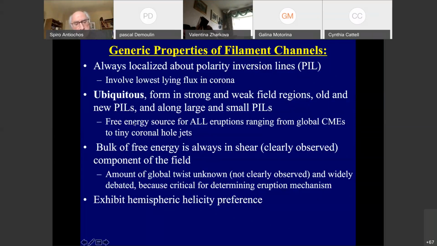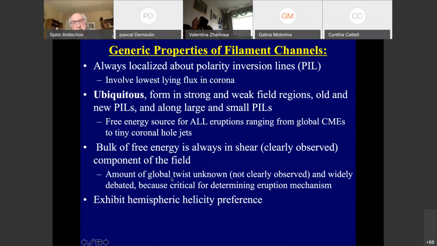The shear magnetic field associated with the filament channels is the free energy source for all eruptions, ranging from global CMEs to tiny coronal hole jets. So this is great, because that means if we can understand the phenomena on one of these scales, we can understand this for all the scales. The bulk of the free energy is always in the shear. Okay, so that's clearly observed. And as I argued in the previous view graph, you have to have the shear in order to be able to store the energy. So that's the main component for the free energy.